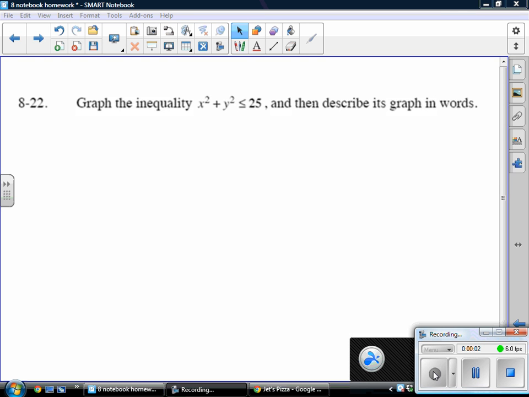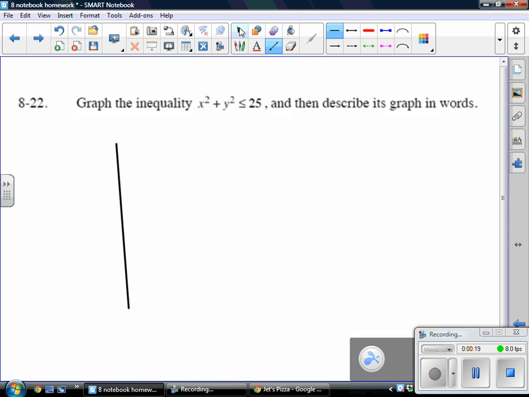This is problem 8-22 from section 8.1.1, Day 2's homework. Graph the inequality x squared plus y squared is less than or equal to 25, and then describe its graph in words. So let's get a little graph going here.